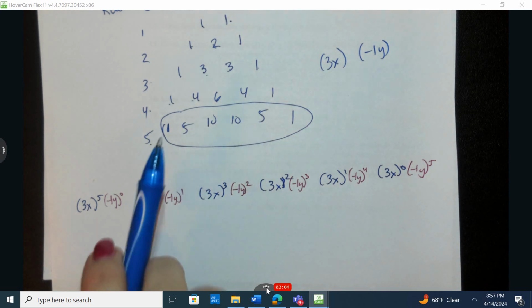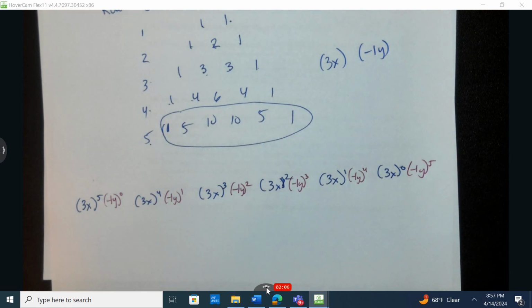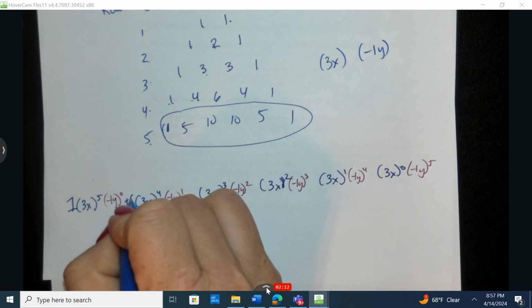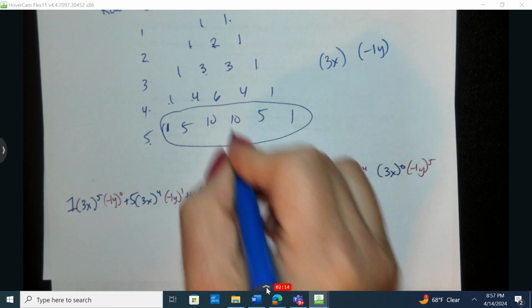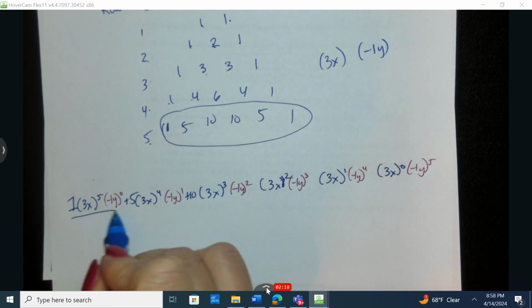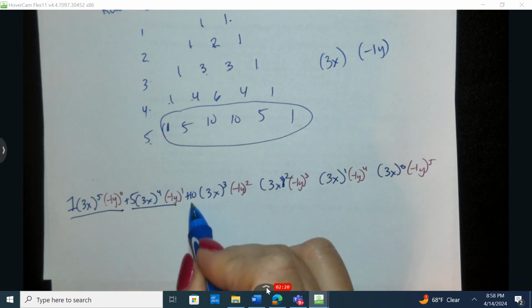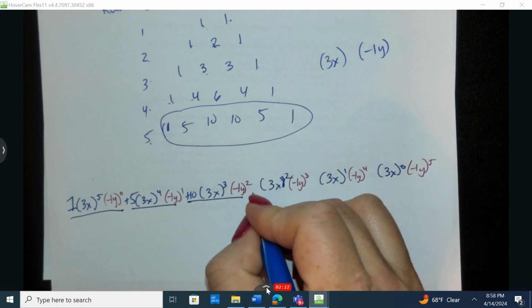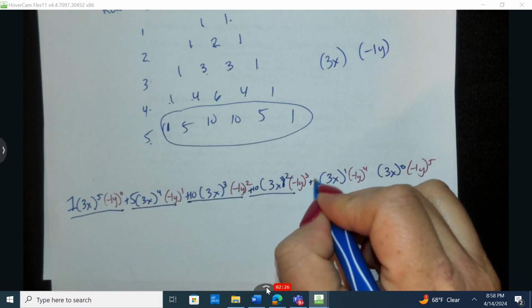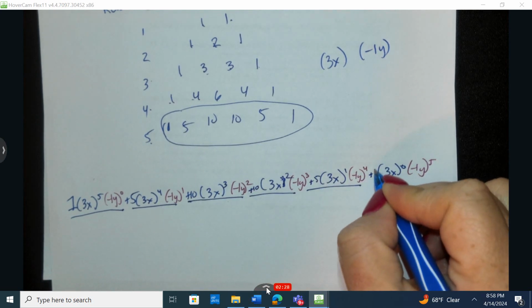And now I'm going to use these coefficients. So if I can grab a different color here, I have a coefficient of 1, a coefficient of 5, a coefficient of 10. Oh, there should be a coefficient. Let's see here. This is the first group. This is the second group. There's my 10. Right here should be a plus 10. This should be a plus 5. And this should be a plus 1.